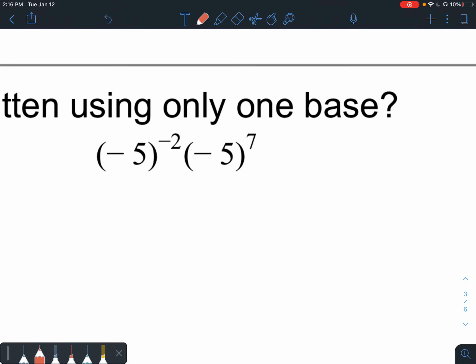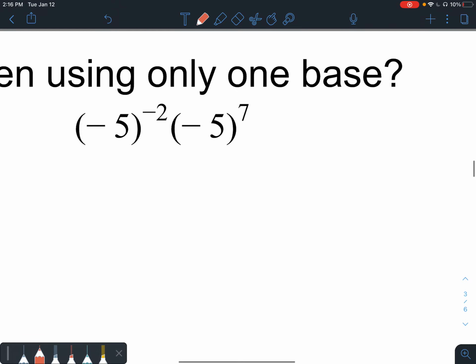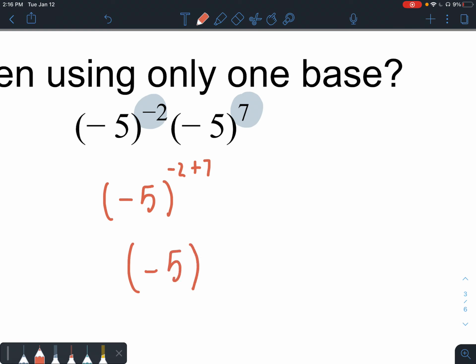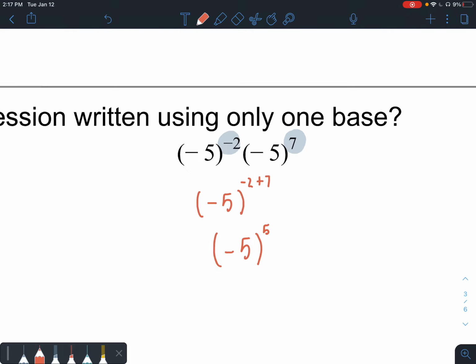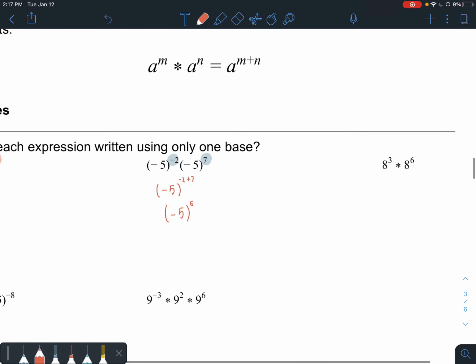Let's do another one together. Let's do this one here. Okay, so our base is -5 and our exponents are -2 and 7. So I'm going to do -5 to the -2 plus 7, which gives me -5 to the 5th. And we're done. All right, go ahead and try these next few on your own.